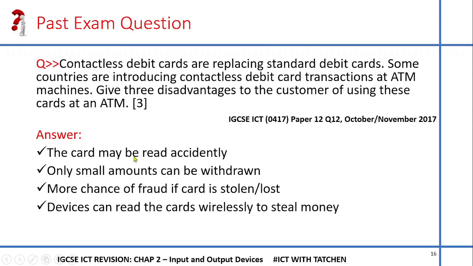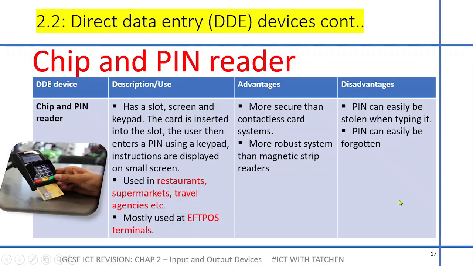So people can easily hack into wireless networks if they are not well encrypted. Only small amounts can be withdrawn. Yes, that's also the issue. They don't allow large amounts to be withdrawn. It's also a security measure to ensure that even if they hack into your card, they can't take much. Then we have more chance of fraud if the card is stolen. Yes, people can steal your card and do transactions even from a distance. Devices can read the card wirelessly to steal money. Yes, that's also a disadvantage.